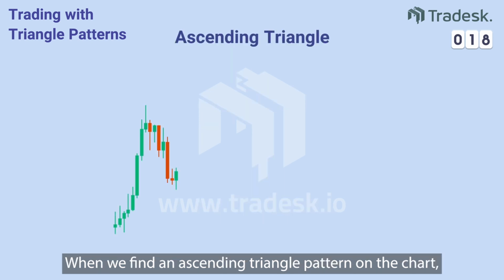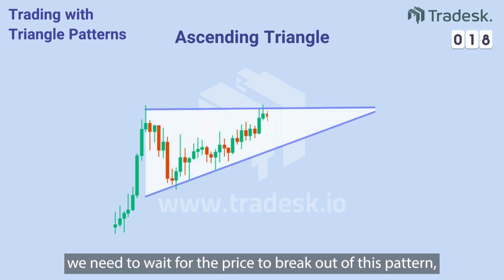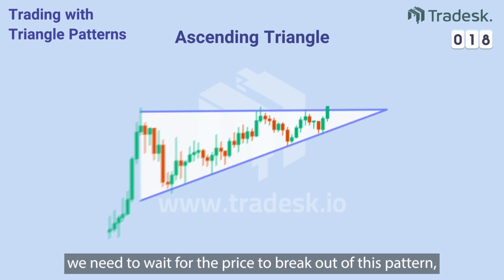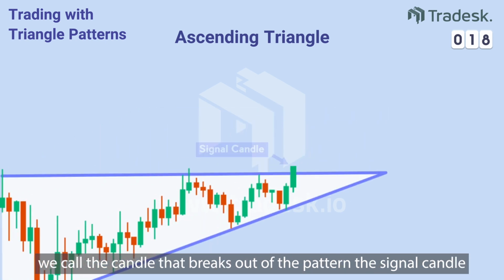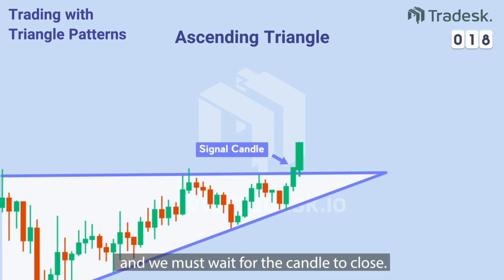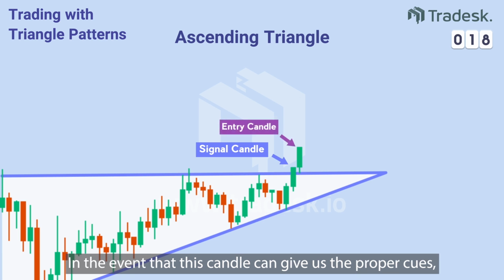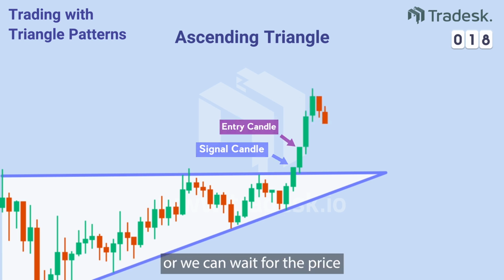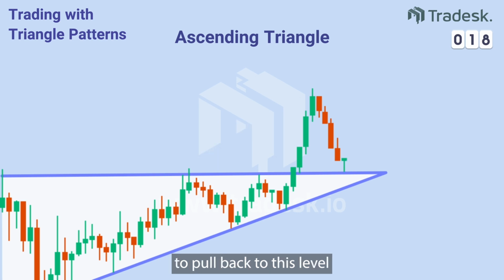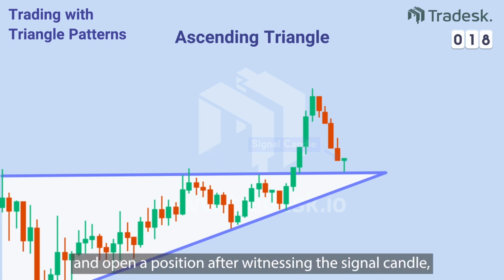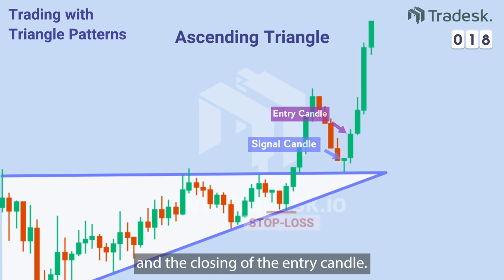When we find an ascending triangle pattern on the chart, we need to wait for the price to break out of this pattern. We call the candle that breaks out of the pattern the signal candle, and we must wait for the signal candle to close. In the event that this candle can give us the proper cues, we can open a position, or we can wait for the price to pull back to this level and open a position after witnessing the signal candle and the closing of the entry candle.